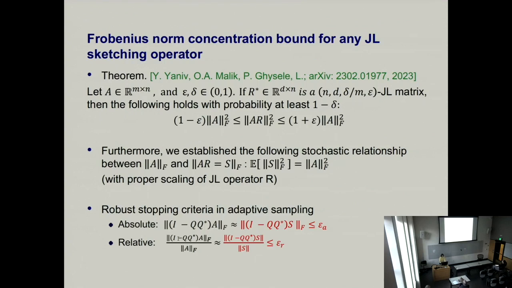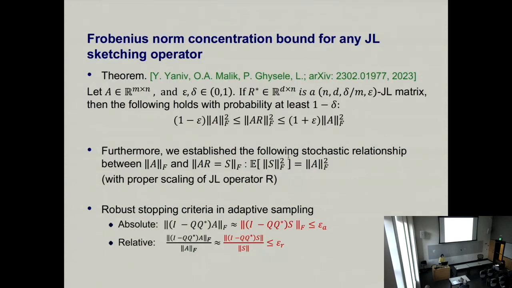Okay, so let's take a look at this. First we look at the error bound, the concentration bound. In the JL lemma, the vector length is preserved, but in the matrix transformation, what you want to show is the norm is preserved. So this first theorem says that if your JL matrix is parameterized in this way, then the norm of the sampled matrix will be preserved, with an upper bound and lower bound like this. This is very good because in practice you need this kind of error bound to terminate your adaptive sampling scheme.